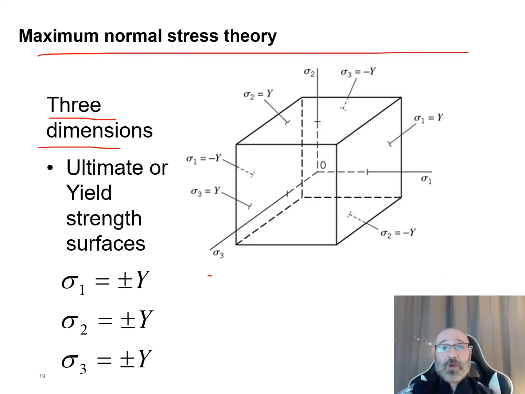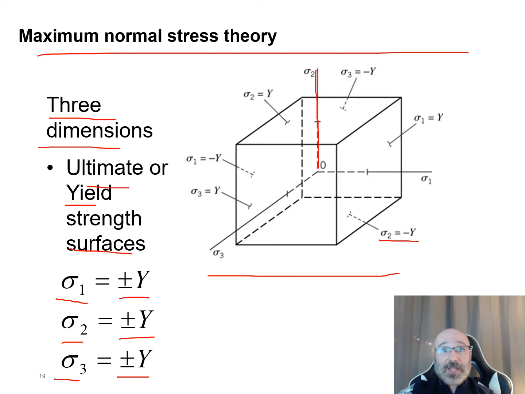So we have this cube representation over here. We have our ultimate or our yield strength surfaces right there. So we have our sigma 1 plus and minus Y, sigma 2 plus and minus Y, and our sigma 3 plus and minus Y. How those relate back to this cube is you can see this bottom surface right here is represented by sigma 2 equal to negative Y. This is our sigma 2 axis, and that bottom surface is negative Y, whereas up top in our sigma 2 axis, there's our top surface, which is sigma 2 of a positive Y.